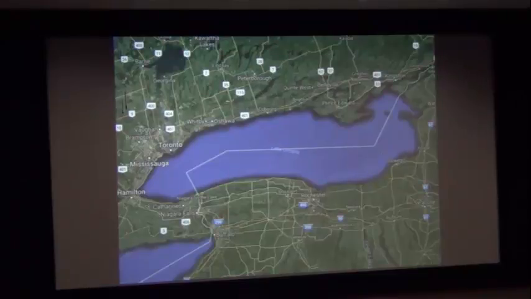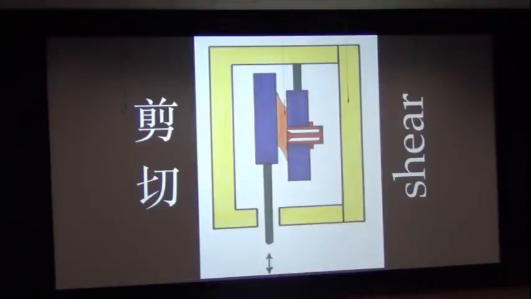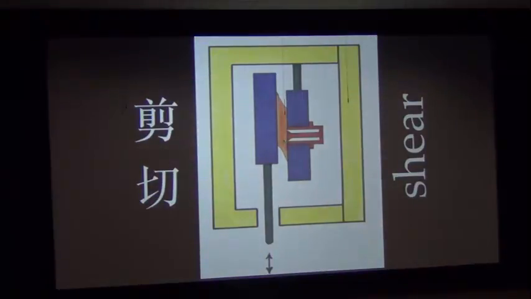Now I want to talk about shear today. So shear is what happens if you confine a fluid between 2 plates, and then you move one of the plates up and down, then a force will be applied to the opposing plate. And if you divide that by the contact area, you would get the shear stress.